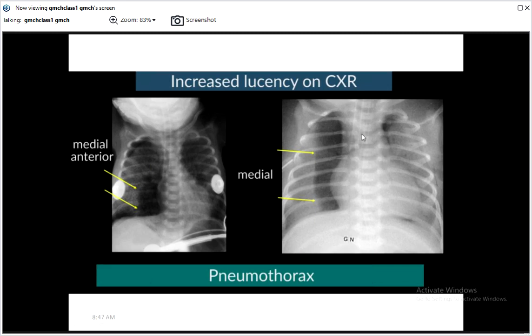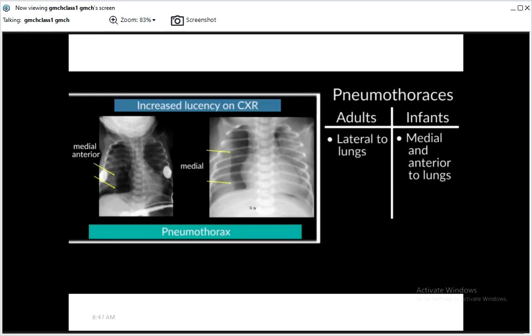But here we cannot. This child is having a tube in situ, endotracheal tube in situ. That's why we are not able to see whether this is deviated or not deviated. Okay, so we have discussed usually in infants when this is medial and anterior to the lungs.